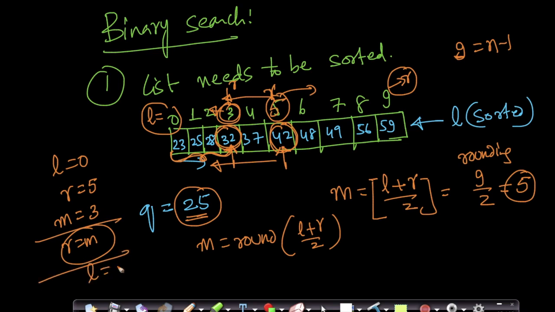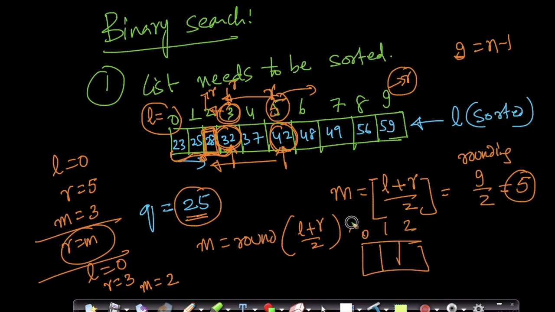Now my L equals 0 and my R equals 3. What will my M look like? My M will be 2: 0 plus 3 by 2, and when I round it, I get 2. Now I'll go to the second element. My L is 0 and my R is 2, and 28 is still greater than 25. So what is the subarray that I'm left with? I'm left with indices 0, 1, 2, with L and R at the ends, and I have 23, 25 and 28. I know that in this subarray 25 should lie.